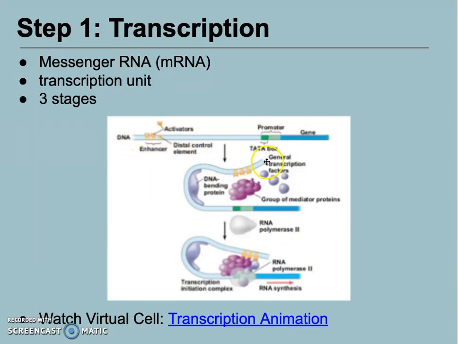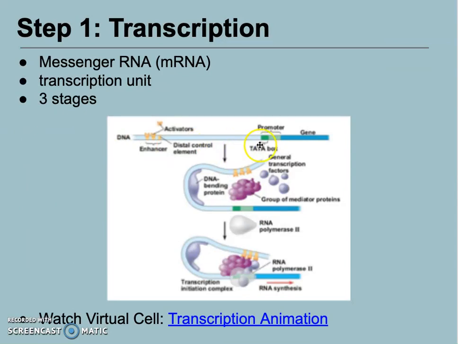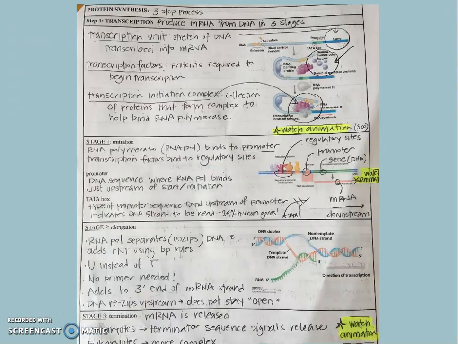So first of all, the blue is DNA. And you can see here that it's in its double helix form. And the first important term is the transcription unit. The transcription unit is the section of DNA that's going to be transcribed into messenger RNA, which is the transcript. So the transcription unit is a DNA sequence, and that's just the gene. That's what's going to be transcribed into RNA. So that's the transcription unit.